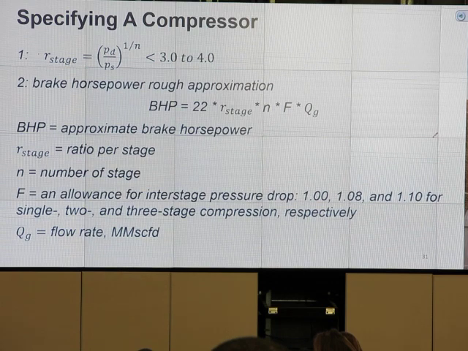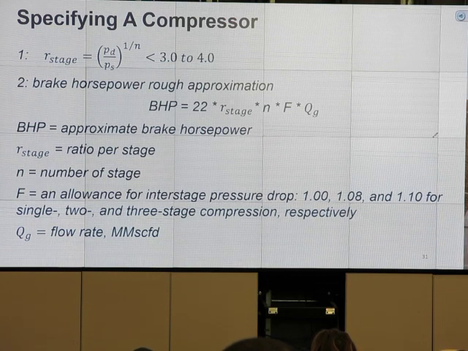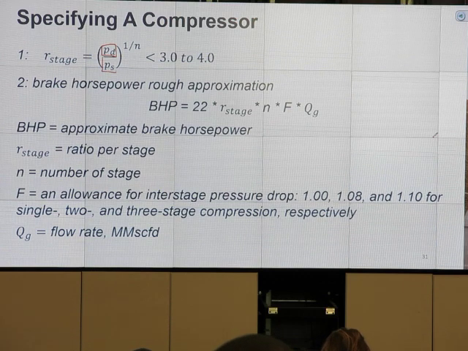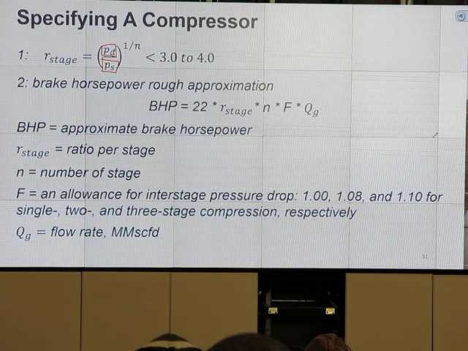It's clear enough, right? Very good. Okay, calculation of the compressor, how do we size it? Number one, we need to know what is the discharge pressure. What is the suction pressure? Discharge pressure, most of the time it has to match the pipeline pressure.